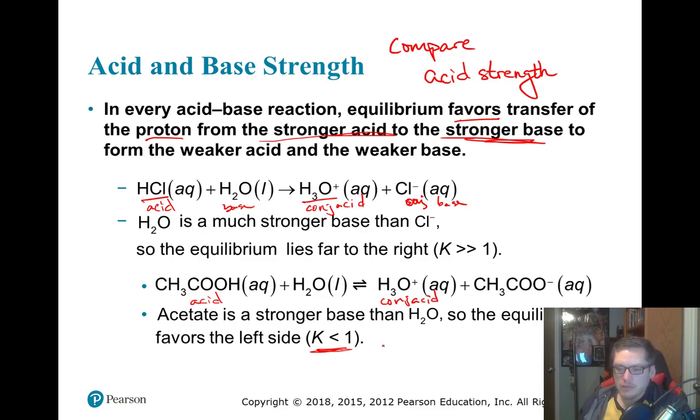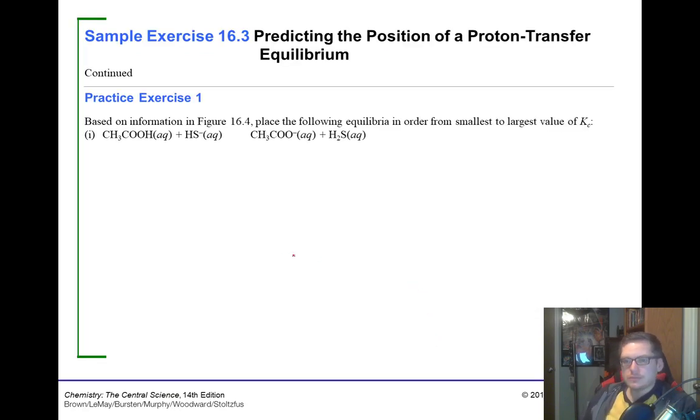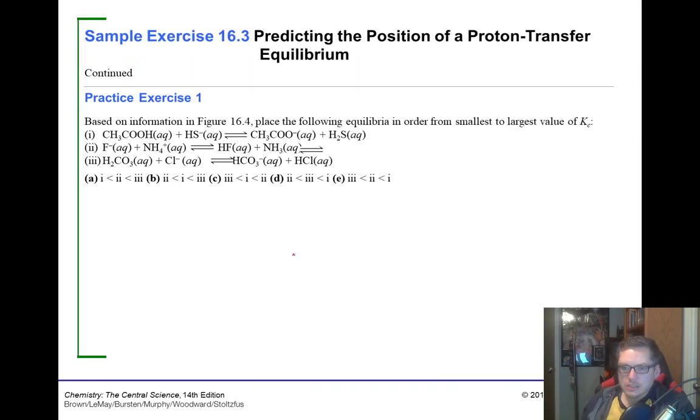Okay, remember our K value, just to recap here, K is equal to the concentration of the products divided by the concentration of the reactants. So if our reactants have bigger concentration, that means our denominator is bigger and our value would be less than 1. All right. Practice this one right here.